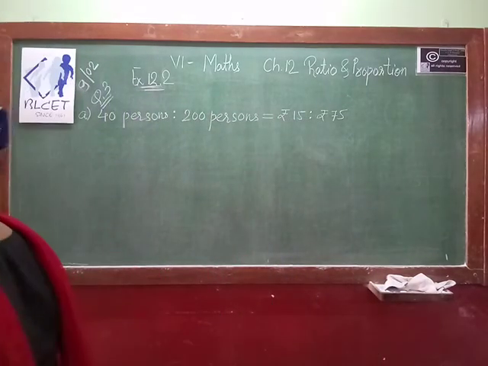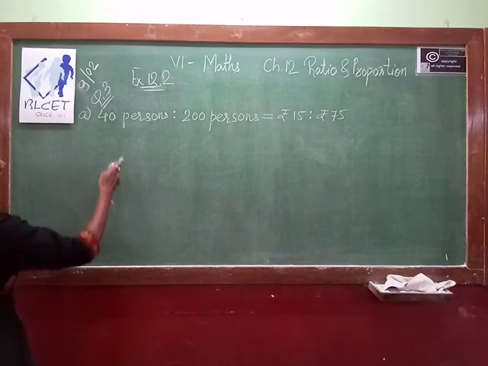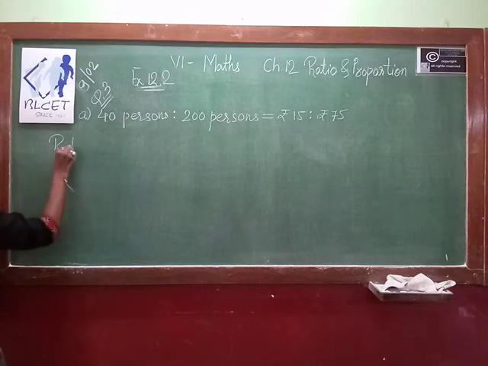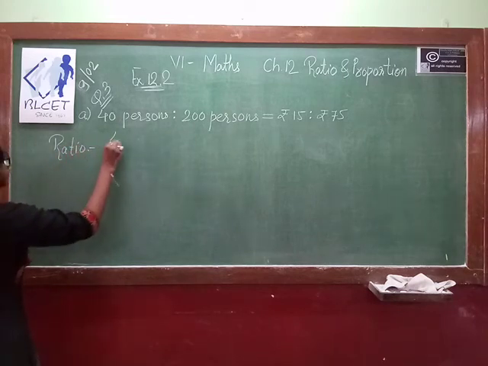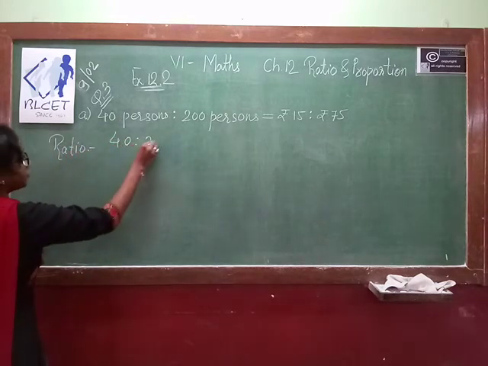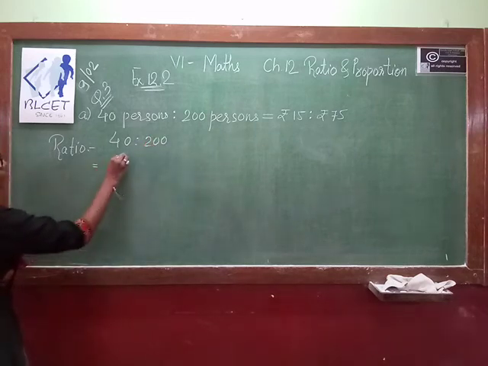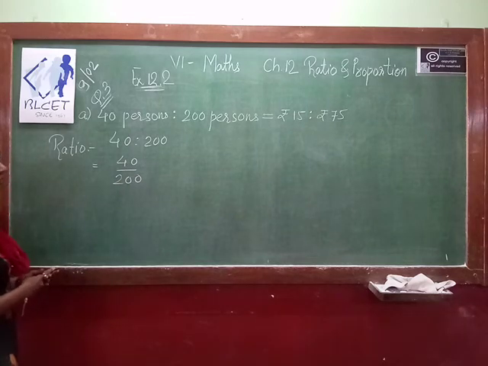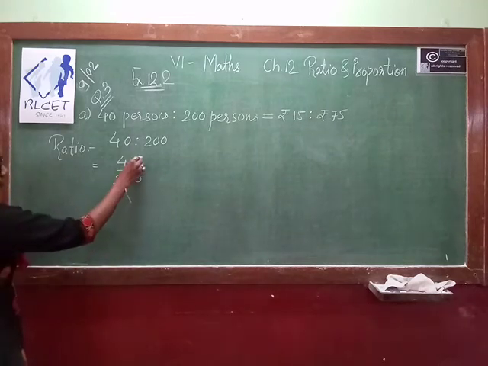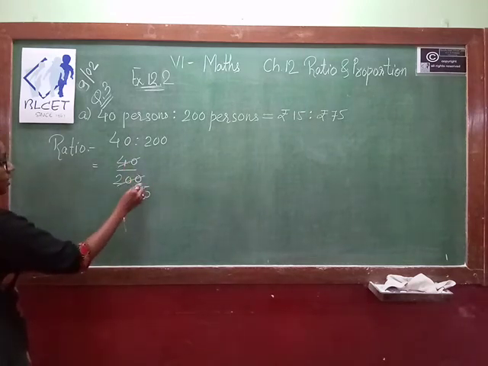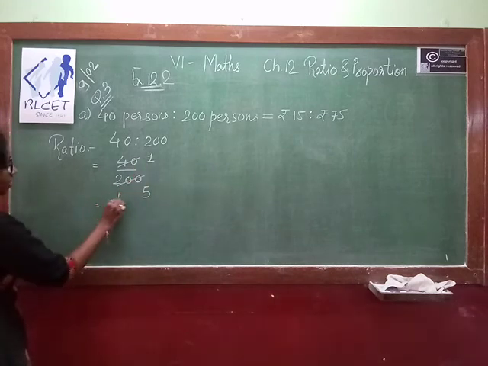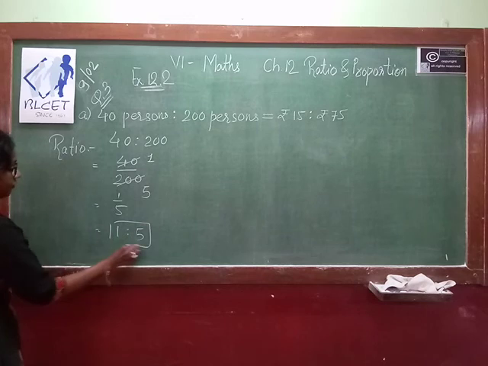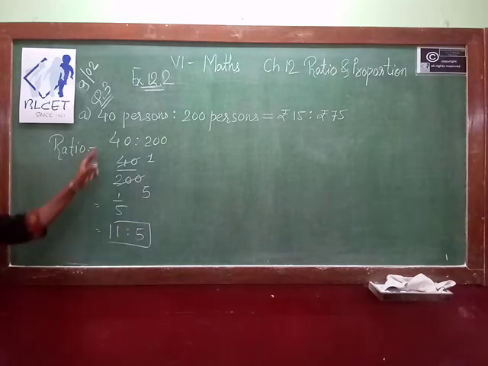So let's see the first question. First of all, we find the ratio 40 is to 200, which is equal to 40 divided by 200. We know that 40 5s are 200. So what ratio are we getting? 1 is to 5. This is the ratio for the persons.